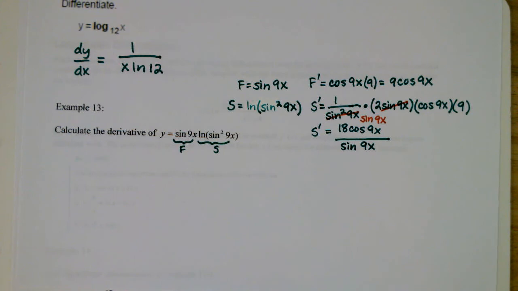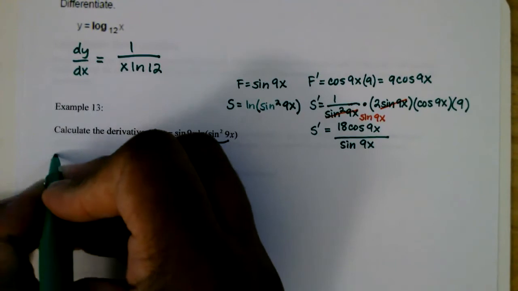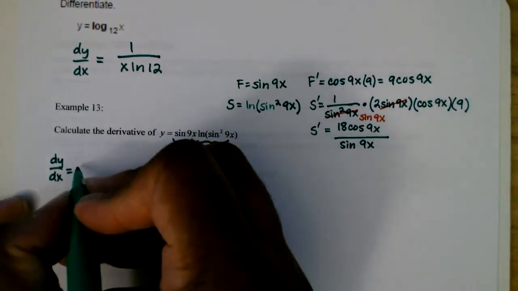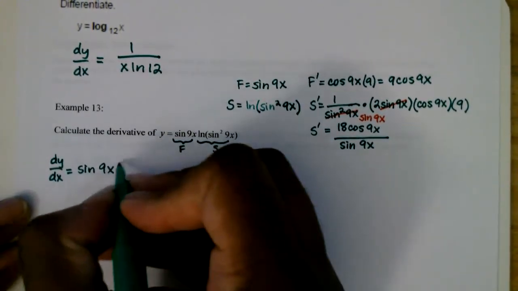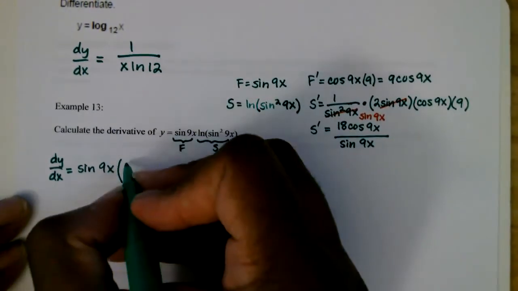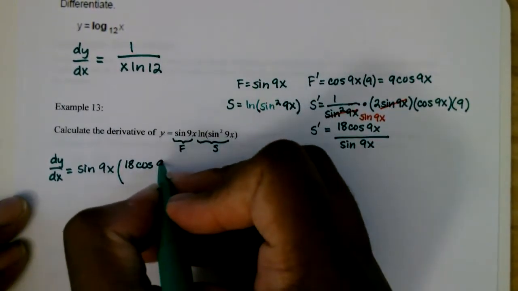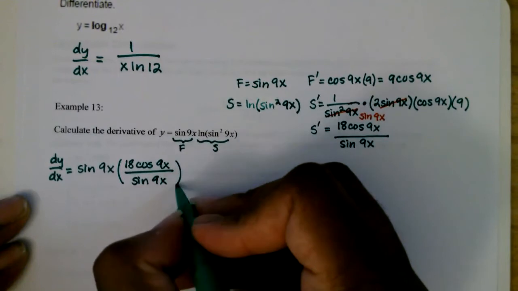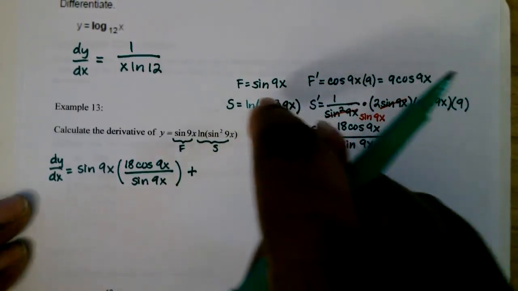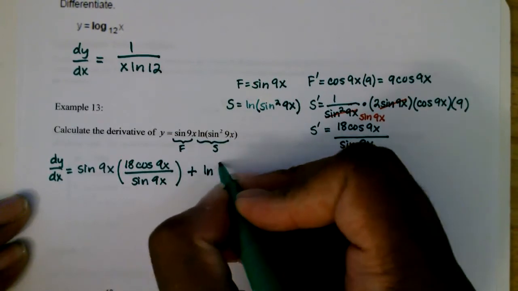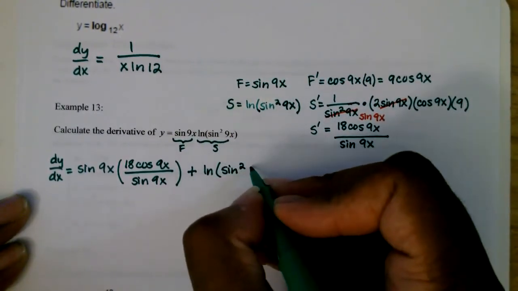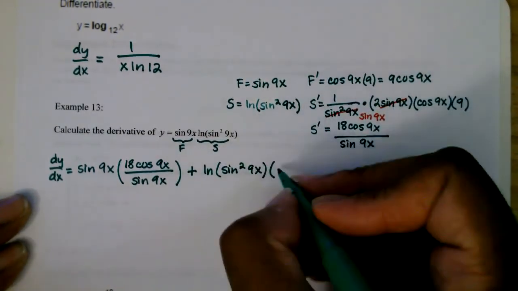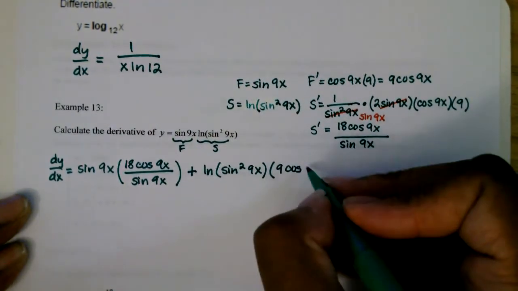And I'm going to tell you, and I'm going to show you why. Because when I do dy dx using the product rule, it's going to be this. First times the derivative of the second. The first was the sine of 9x times the derivative of the second, which is 18 cosine 9x divided by sine 9x, plus the second, which is ln sine squared of 9x, times the derivative of the first, which is 9 times cosine 9x.